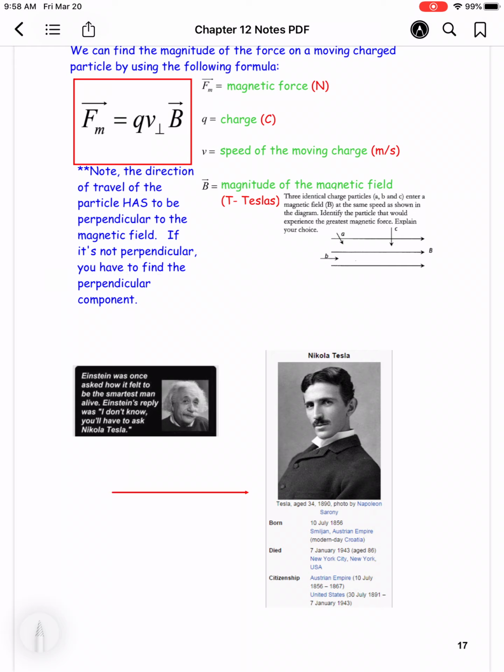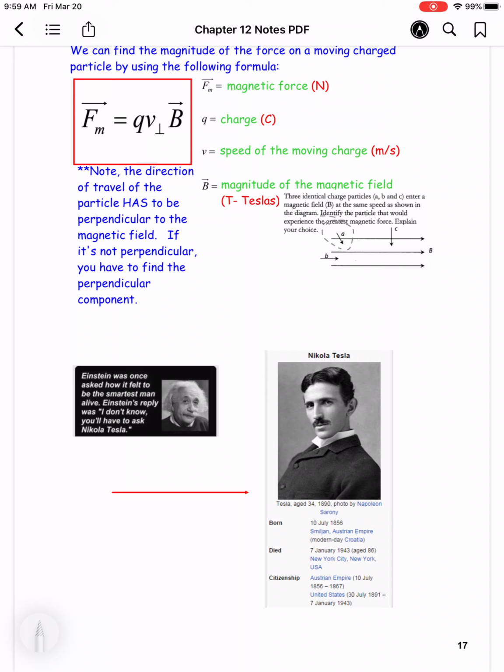So if I look over here, I have 3 identical charges entering a magnetic field at the same time as shown in the diagram. Identify the particle that would experience the greatest magnetic force. Explain your choice. So we'll start with A here.